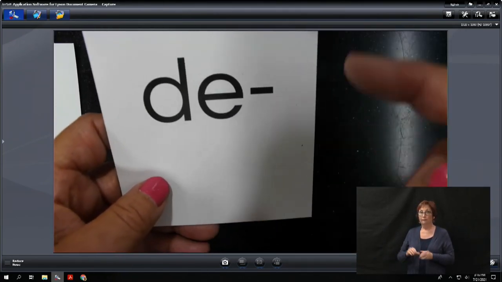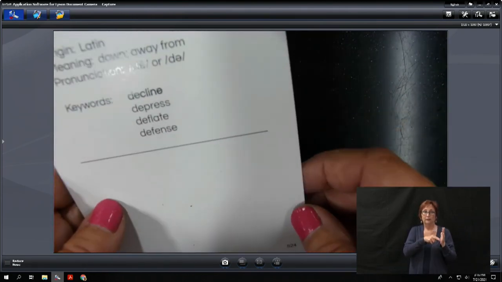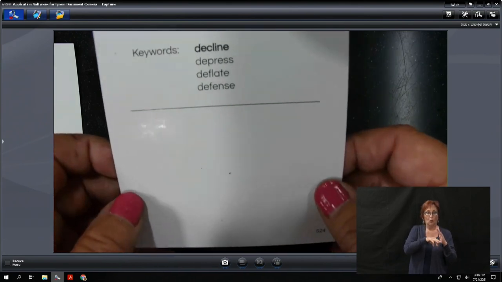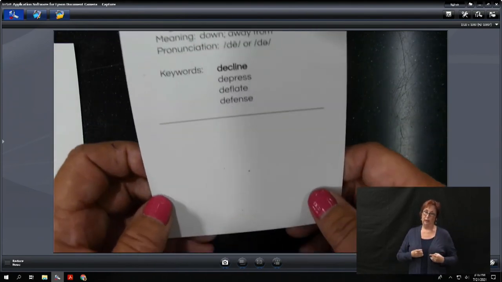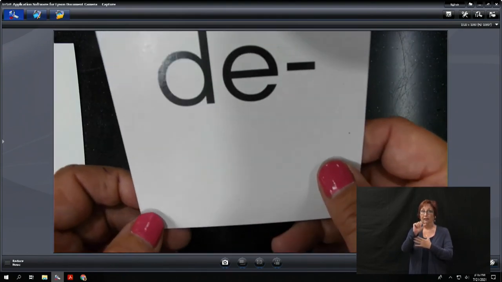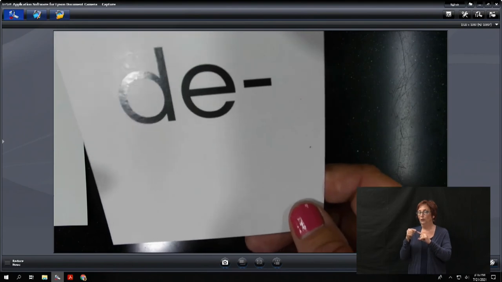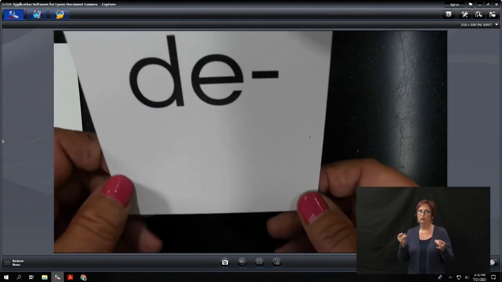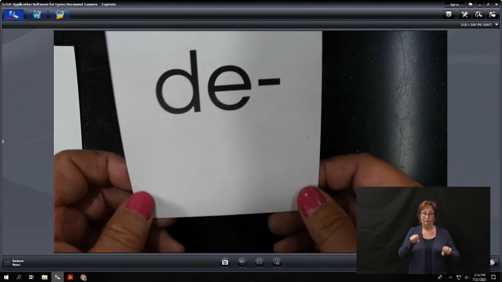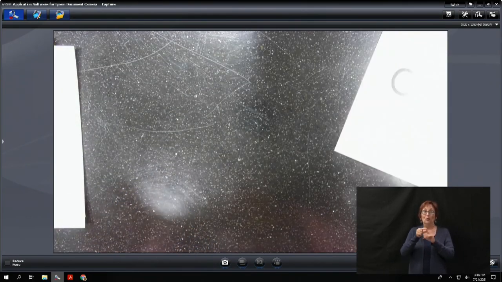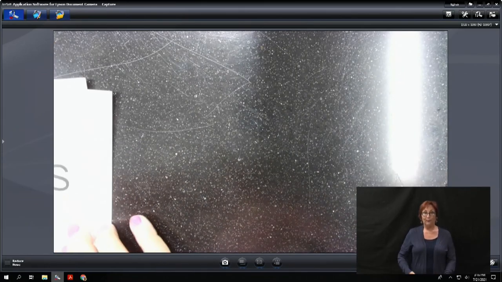Okay, DE is a prefix. It means down or away. An example word is depress, deflate. I told the story of a couple years ago when I was teaching that we had this big controversy where this girl pulled another girl's pants down, and our example word was always de-pantsed. Down and away. Got it? It was a very good visual for them.